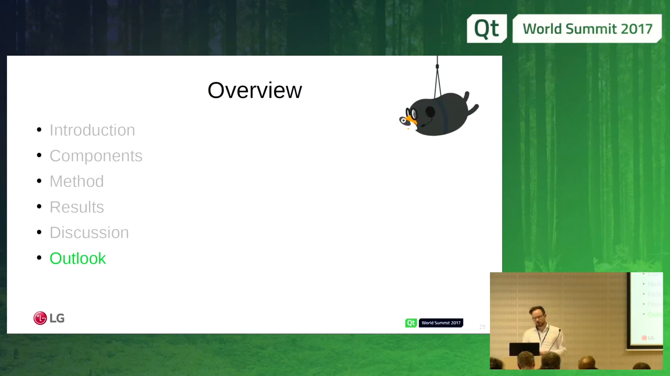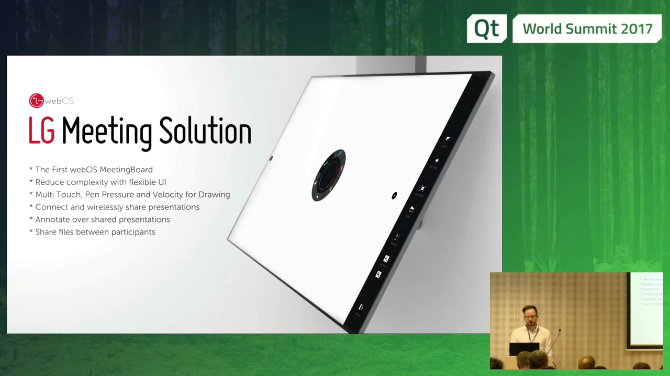So the Outlook is an application that we developed on top of our signage platform, which is a whiteboard that you can draw on. It has multi-touch. We plan to support pens and palm erase, so you can erase with your whole hand. You can annotate over PDF files, and you can share files between participants. You can plug in your laptop and annotate on the HDMI output from your laptop.